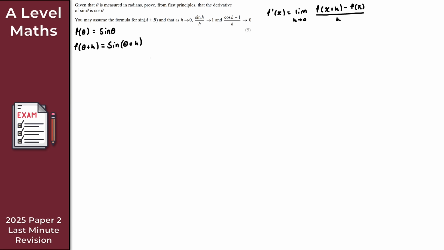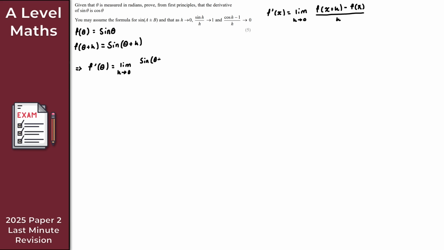At this point, we have everything that we need to prove from first principles this derivative. So what do we get? f prime of theta is equal to the limit as h tends to 0 of, so I've got f of theta plus h here, that's sine of theta plus h.